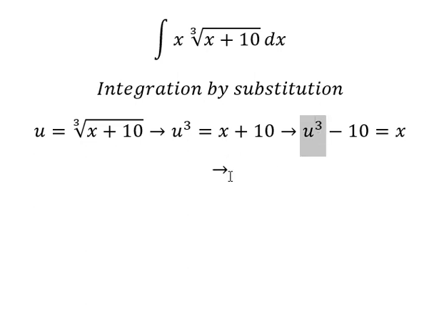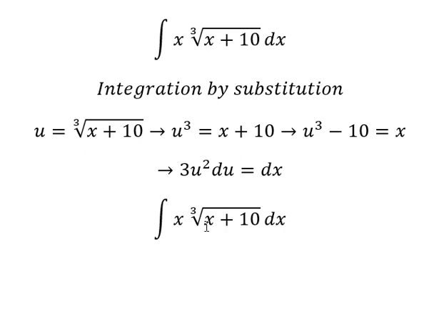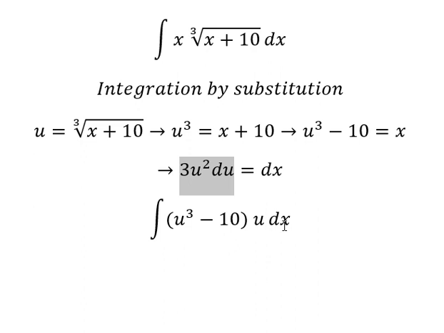This one we have 3u squared. This one is a constant, so you get 0. This one we have 1. This one we change to u, and x we change to this one.